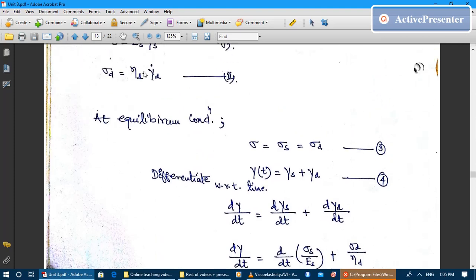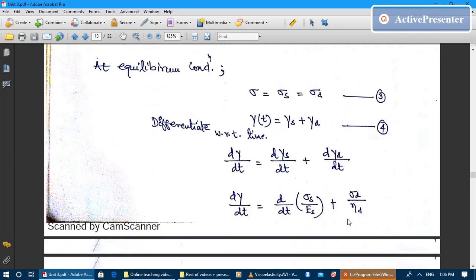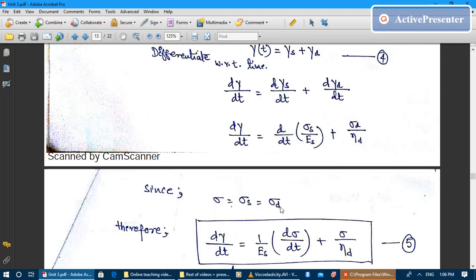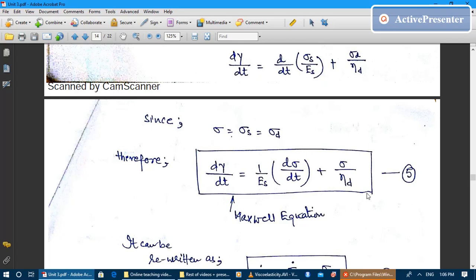So from equation number 2, gamma dot d is equal to sigma d over eta d. Since sigma d is sigma, I can write it as sigma over eta d, and since sigma is equal to sigma s is equal to sigma d, this equation is going to be d gamma over dt. Since modulus is a constant value, I can take the modulus out. So it is 1 upon ES d sigma by dt plus sigma over eta d. So this is my final Maxwell equation.